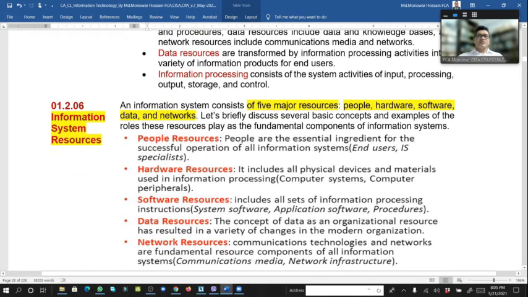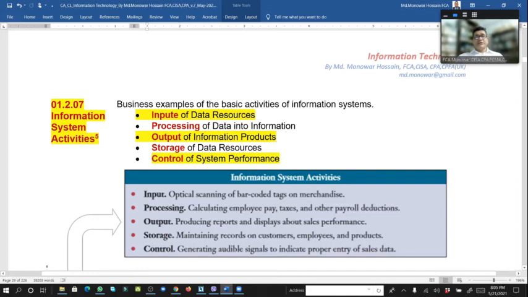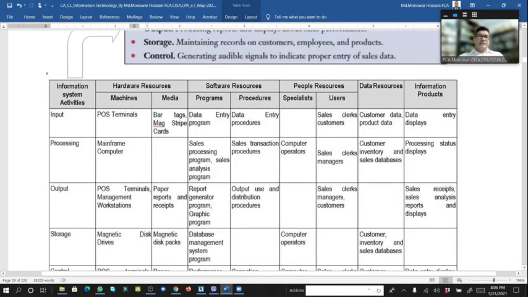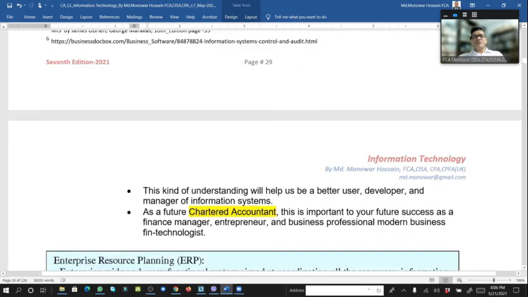And information system resources we have seen: people, hardware, software, data, and also the information system activities: input of data resource, processing of data into information, output of information products, storage of data resource, control of system performance. And here we have studied a table where all 5 information system activities are included with the 5 resources of the information system: hardware resource, software resource, people resource, data resource, and information product. So here it is described with a table, and recognize the information system: people, hardware, software.